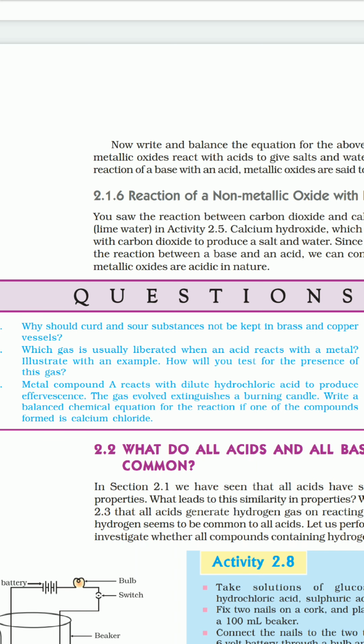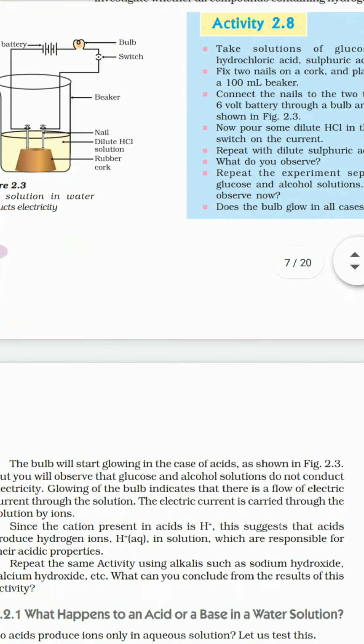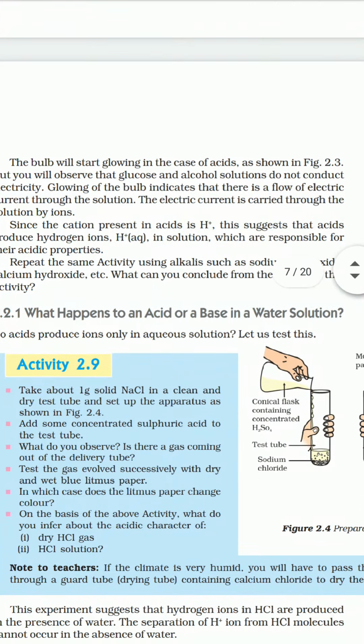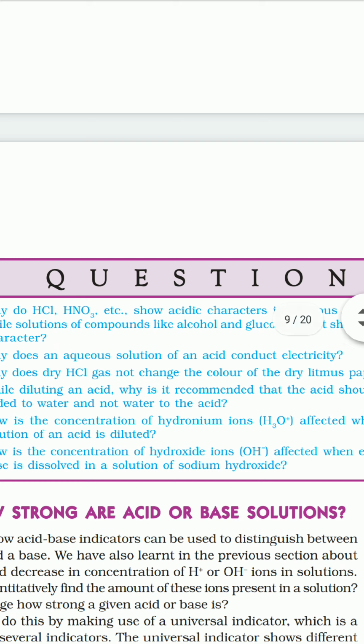The next question is: aqueous solutions of HCl, HNO3 and H2SO4 show acidic character, while those of compounds like ethyl alcohol and glucose fail to do so. Why? Explain. All these acids have replaceable hydrogen atoms which they release in aqueous solution as hydrogen ions. Therefore, they show acidic character. But ethyl alcohol and glucose do not undergo dissociation in aqueous solution. That's why they do not conduct electricity in aqueous solution.